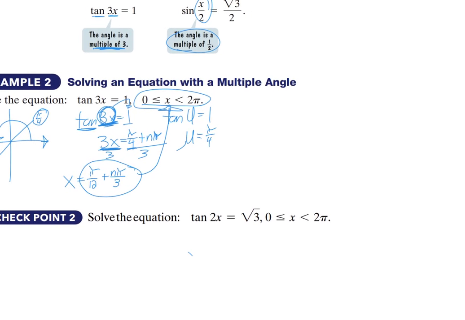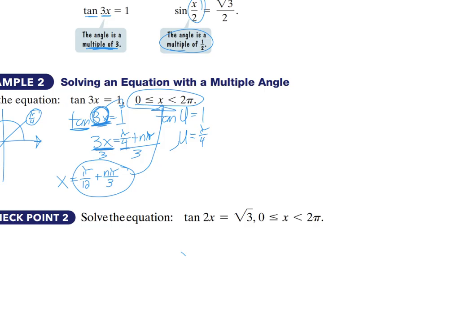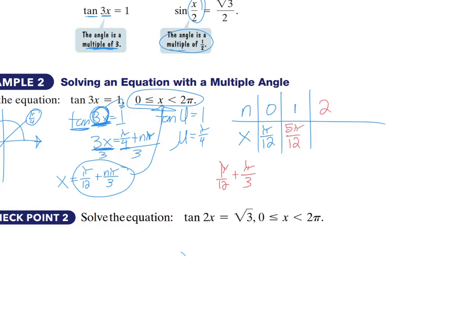Okay, so what I'm going to do now is create a chart. I'm going to create n and x. N could be 0. If n is 0, then I would have pi twelfths, because pi twelfths plus 0 pi thirds is pi twelfths. N could also be 1. That would be, write this in a different color, pi twelfths plus pi thirds. If we add these fractions, that would be 4 pi twelfths, so this would be 5 pi twelfths. Now we'll plug in 2.